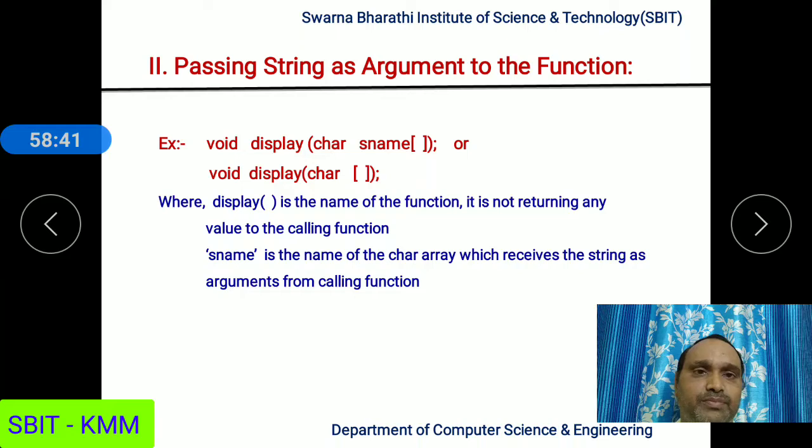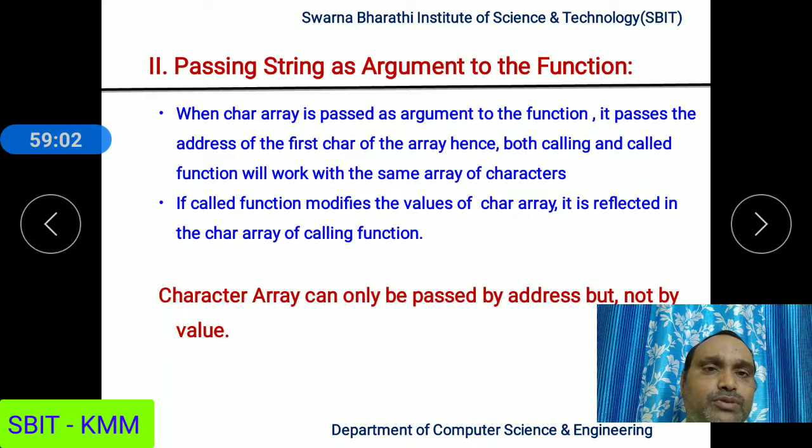Both are the same. So the array is declared like this. The called function is declared. The called function name is display, and it is not returning any type of value to the calling function, and it receives only a one-dimensional array which can store characters as an argument from the calling function. That is the meaning. Now you can take one example program.